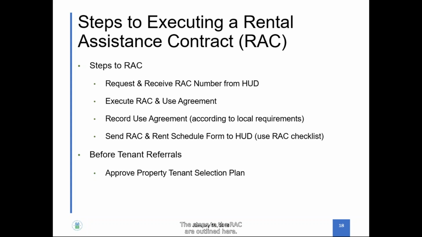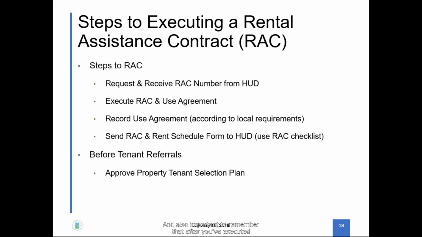The steps to the RAC are outlined here. They include requesting and receiving a RAC number from HUD, executing, which really means signing the RAC and the use agreement, and recording the use agreement according to local requirements. Every state has slightly different local requirements for how to record those, so you need to follow your own state laws. You need to send a copy of the RAC and the rent schedule form to HUD, and there's a RAC checklist that's been developed that will help you know which elements to include.